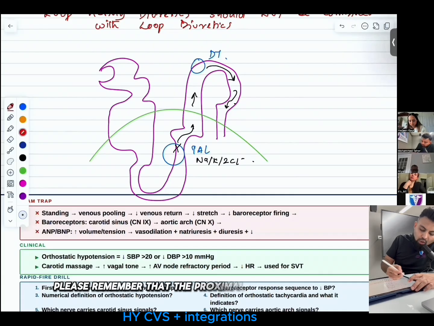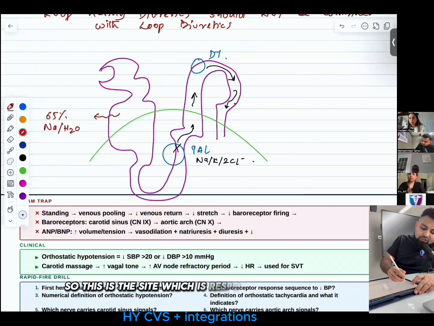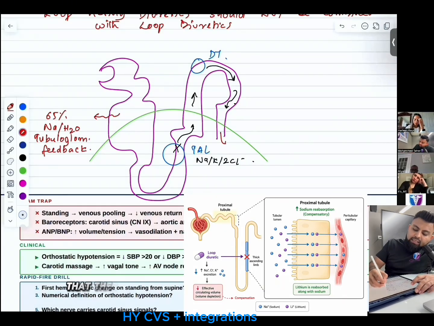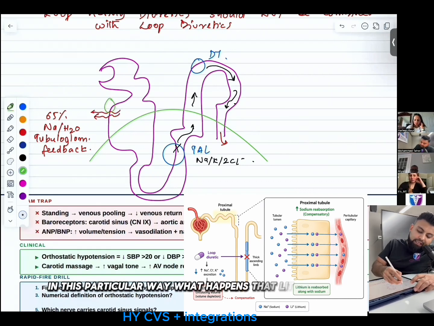Please remember that the proximal convoluted tubule is the site for almost 65% of absorption of sodium and water. So this is the site which is responsible for tubuloglomerular feedback. So this is a feedback regulatory response depending upon the concentration of the sodium. So what it recognizes is that there is a lot of sodium leaving the nephron. Maybe I should start reabsorbing and retaining it. In this particular way, what happens is that lithium cheats.